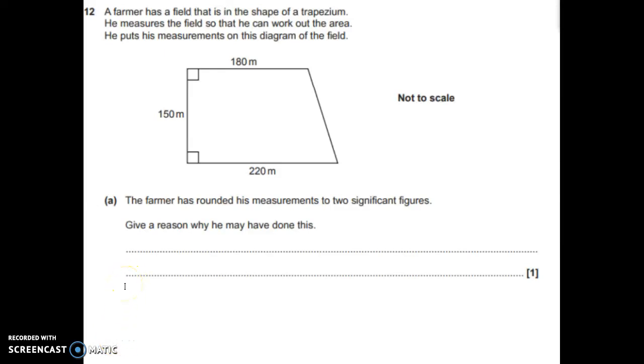Question 12. A farmer has a field that is in the shape of a trapezium. He measures the field so he can work out the area. He puts the measurements on the diagram of the field. Part A says the farmer has rounded his measurements to two significant figures. Give a reason why he may have done this.